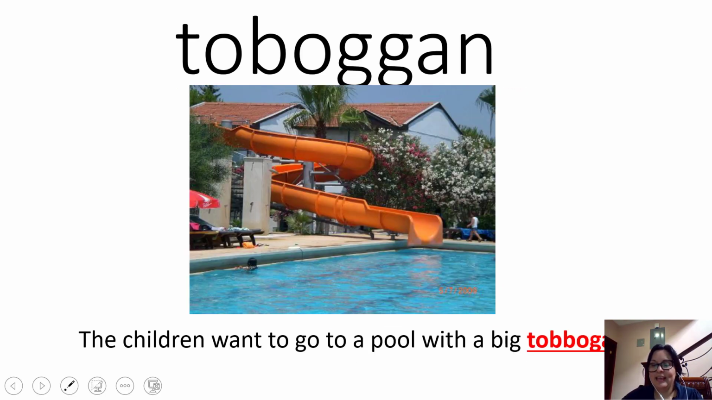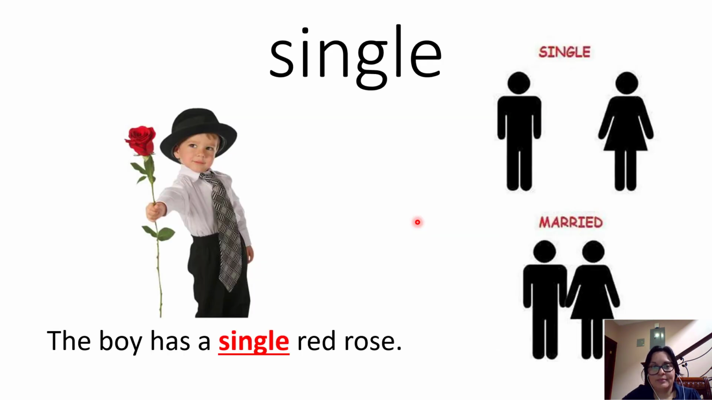Toboggan. Again, toboggan. So you don't need an explanation about what a toboggan is, so you can say it here. Okay, so let's see the sentence. The children want to go to a pool with a big toboggan. A toboggan is something that you can sled on, okay? Let's continue with the next one.